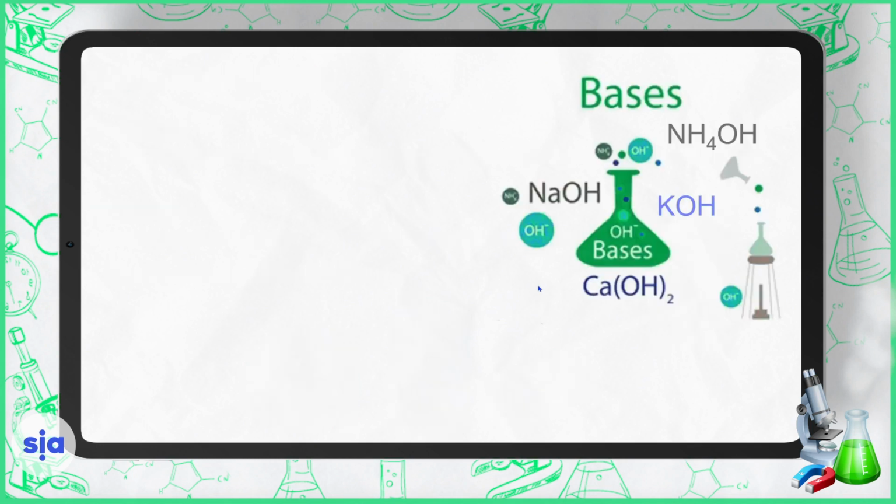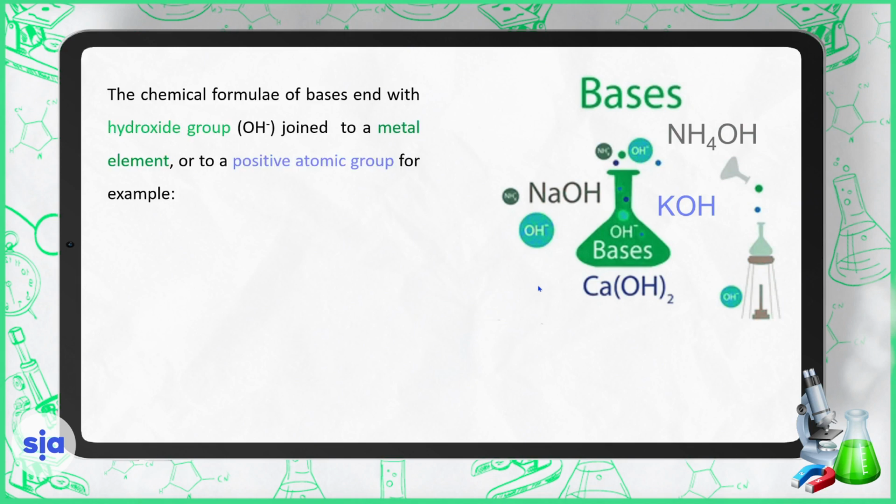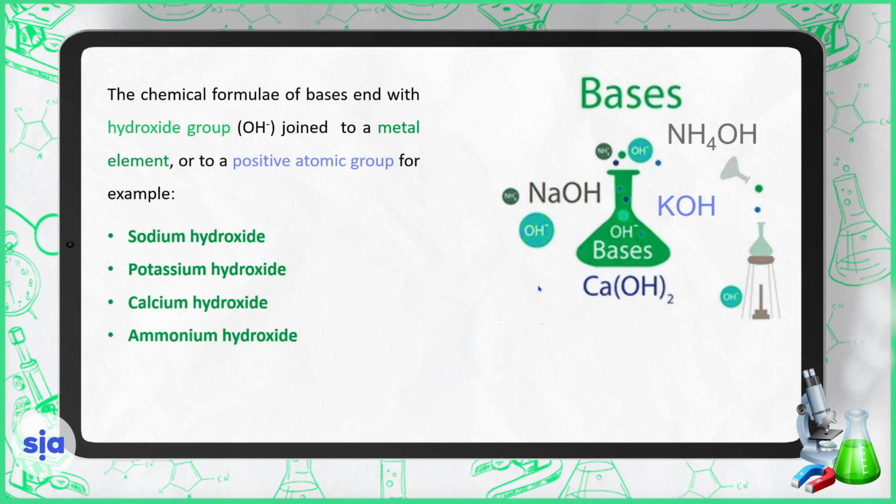These are some examples of bases: sodium hydroxide, potassium hydroxide, calcium hydroxide, ammonium hydroxide. The chemical formula of bases ends with the hydroxide group. It always ends with a hydroxide group joined to a metal or to a positive atomic group.